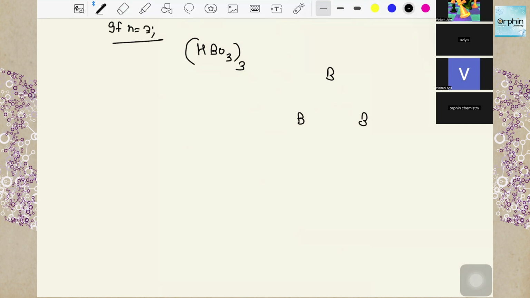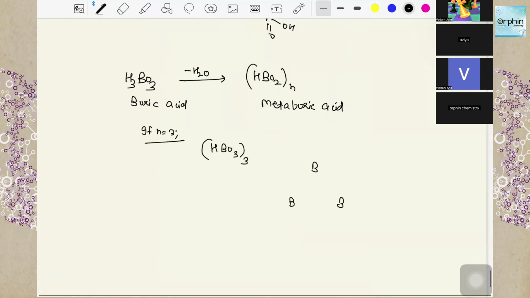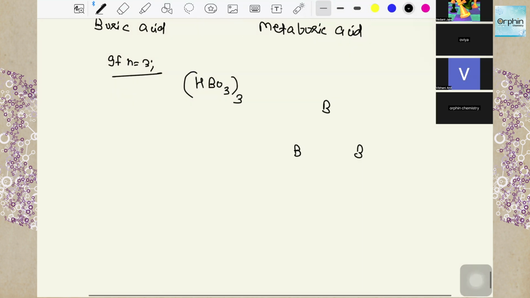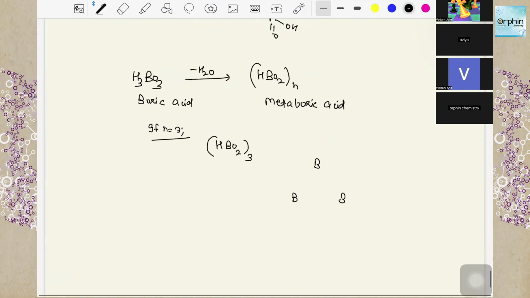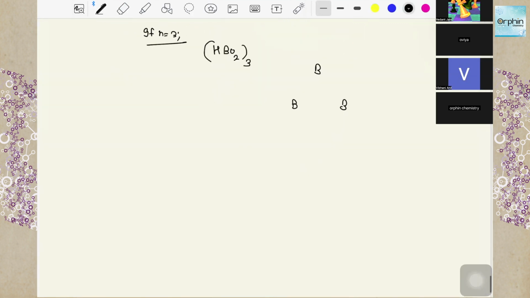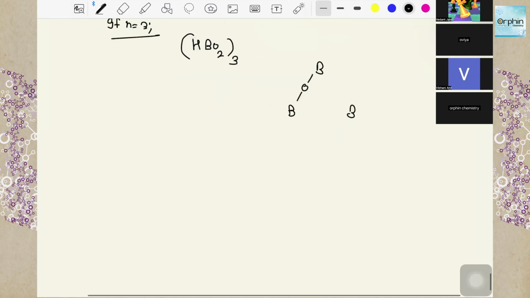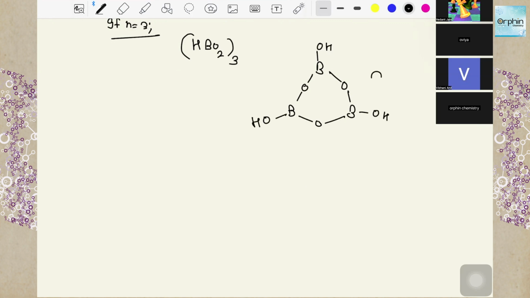Now we can see how many oxygens there are: 6, 9. It was HBO2, (HBO2) whole thrice, so how many oxygens? 6. So one oxygen you will put in between 2 boron atoms. And now we can see 3 oxygens and 3 hydrogens are there, so one OH bond on each boron, and boron makes 3 bonds only. So this will be trimetaboric acid.